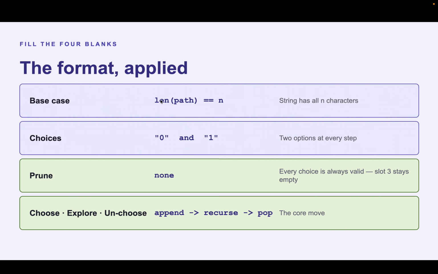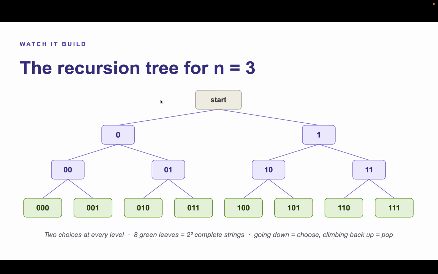Prune, we cannot prune anything because every string of length 3 is qualified, so we are not pruning here. And then the last part is pretty straightforward. We will append the path, then we'll recurse and then pop. And this will be the recursion tree that will be built with the solution.